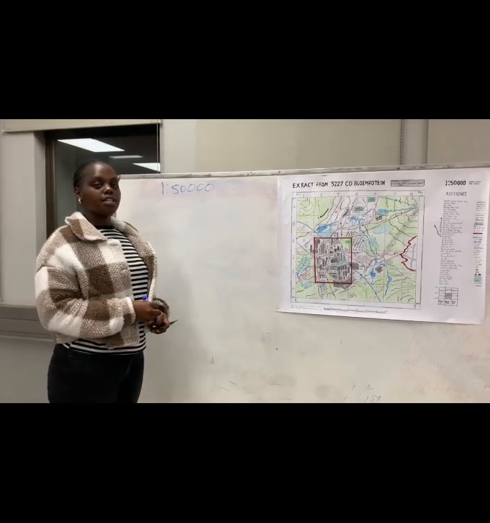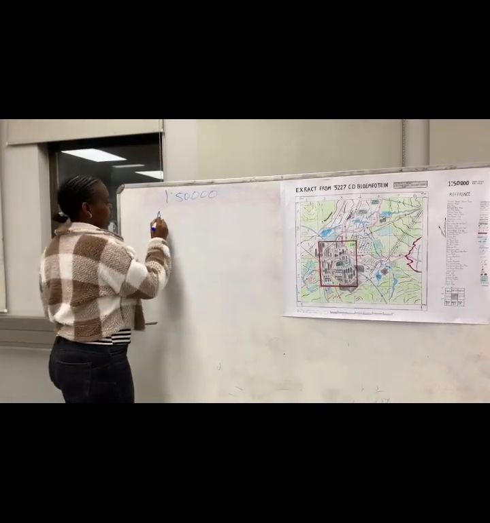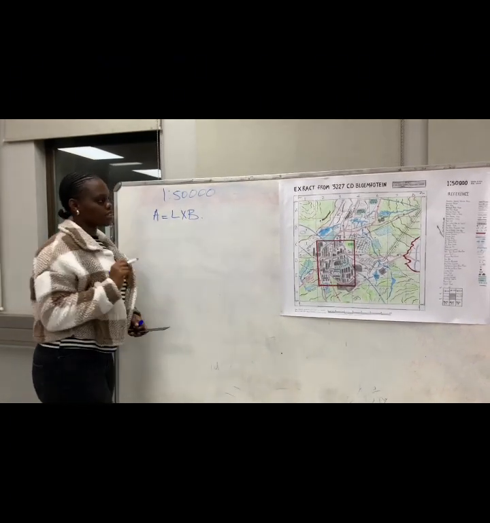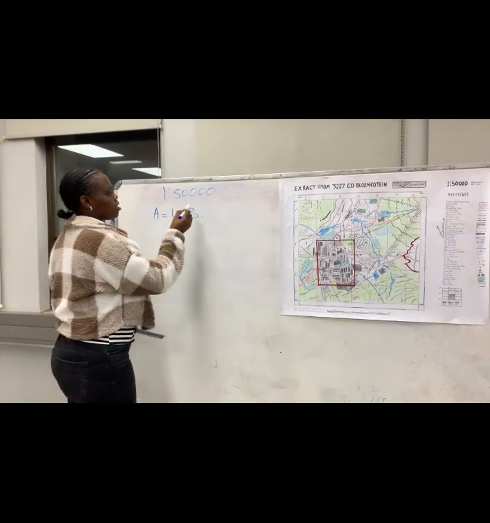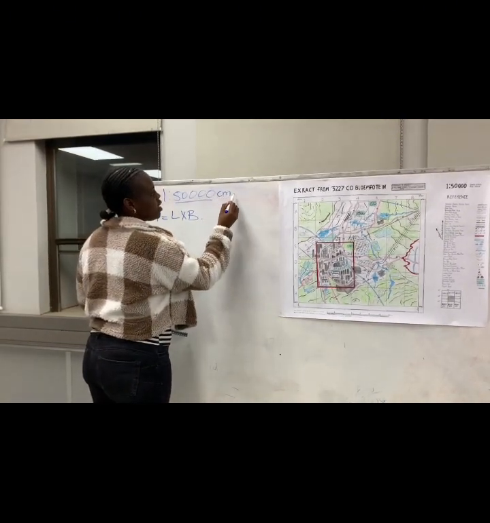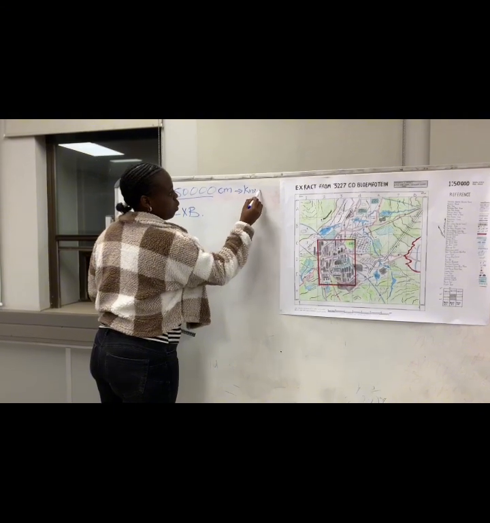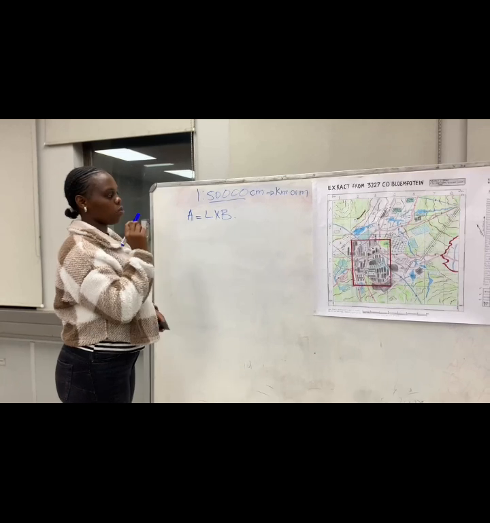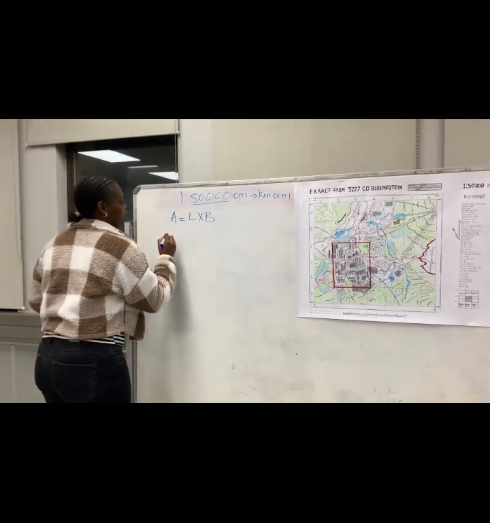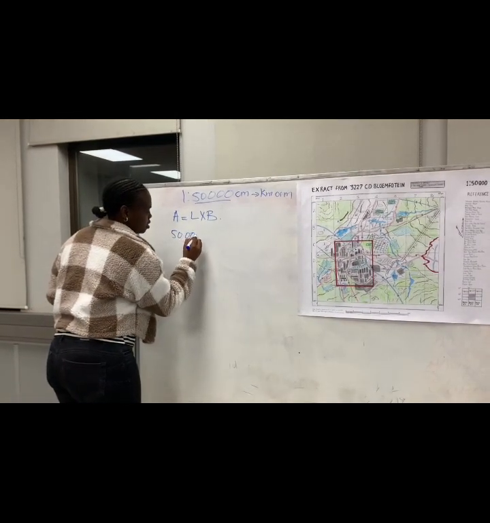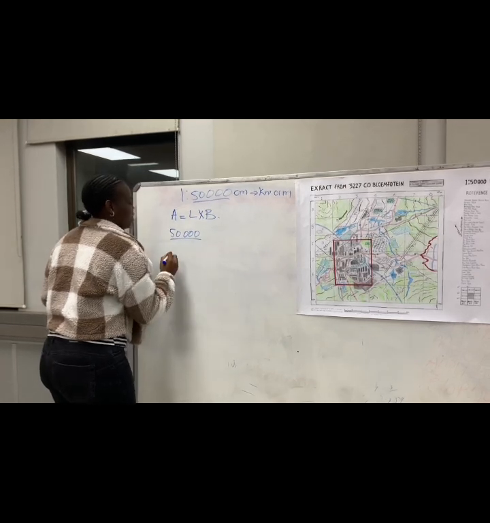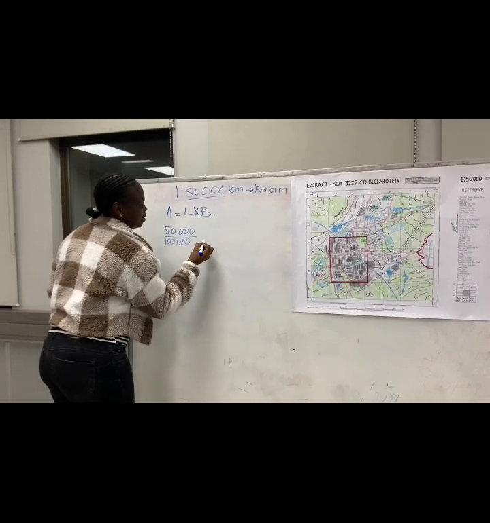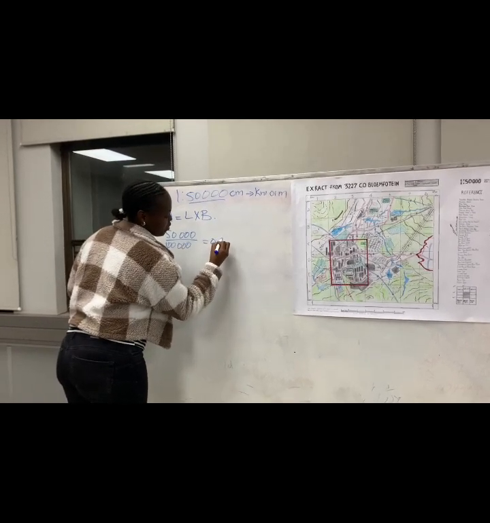Area has a formula: area is equal to length times breadth. Before we do this calculation, we have to convert this 50,000 centimeters into kilometers or meters. So how many centimeters are there in a kilometer? 50,000 centimeters divided by 100,000 kilometers is equal to 0.5 kilometer.